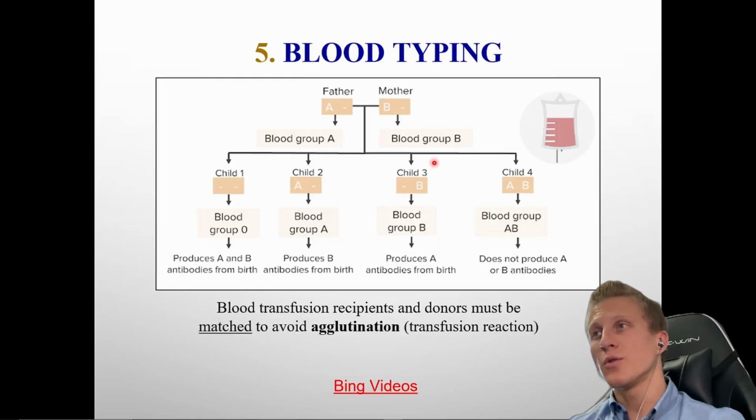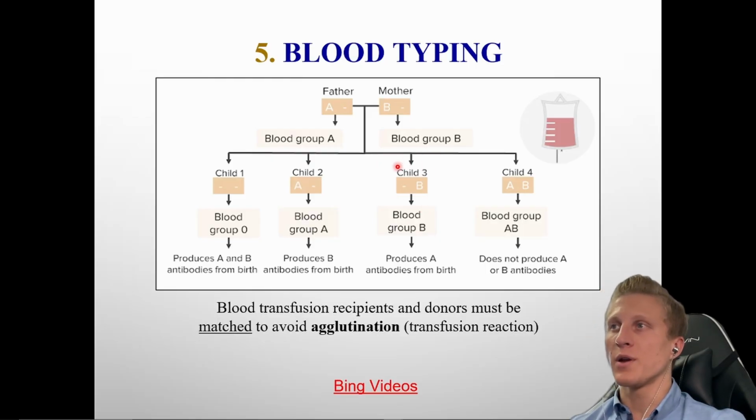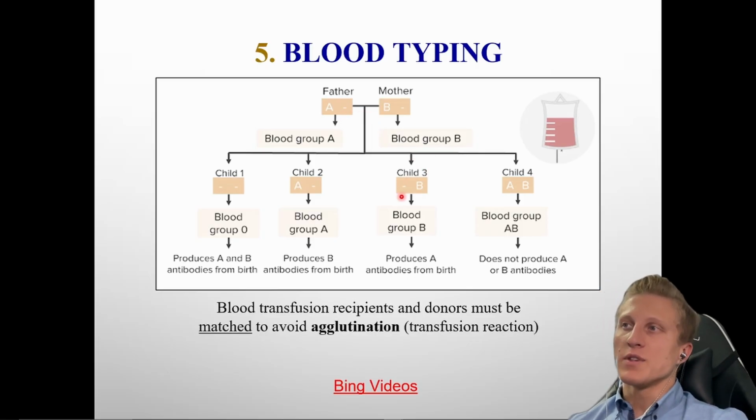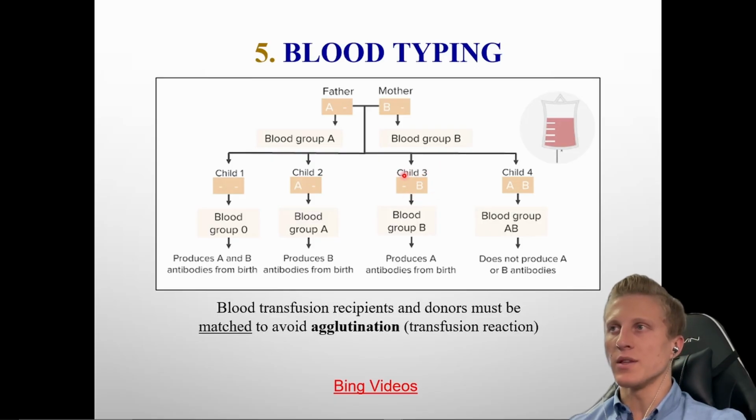The opposite is true over here with child 3. Child 3 received the B gene from their mom and received an O gene from their dad. Again, B is also codominant with A. So therefore, this individual will express the B antigen on the surface of their red blood cells, and the O is just kind of hanging out there.